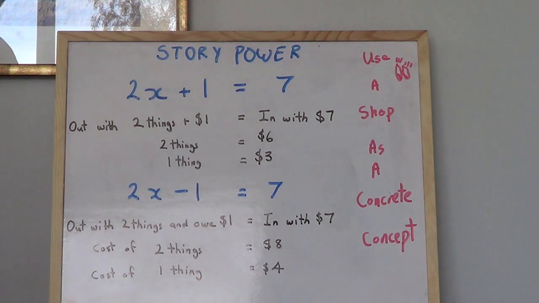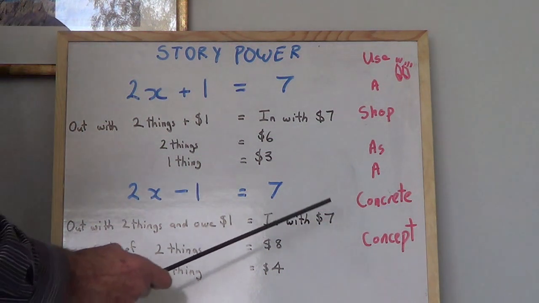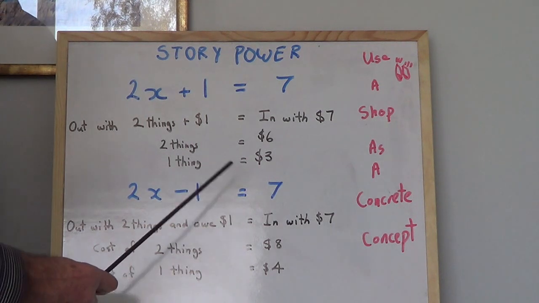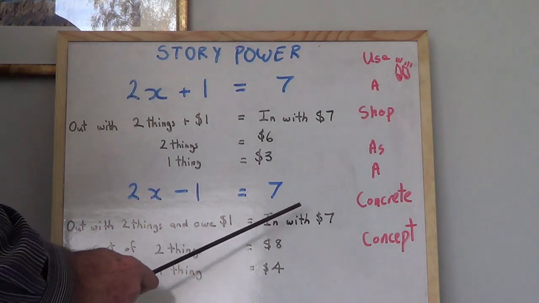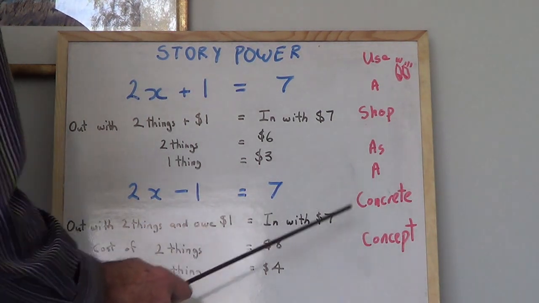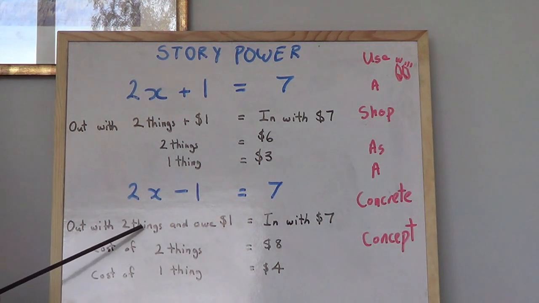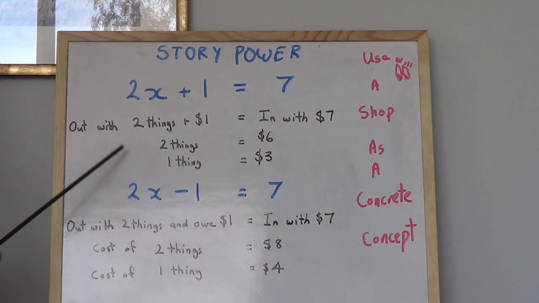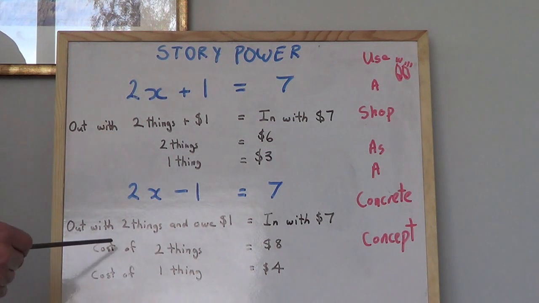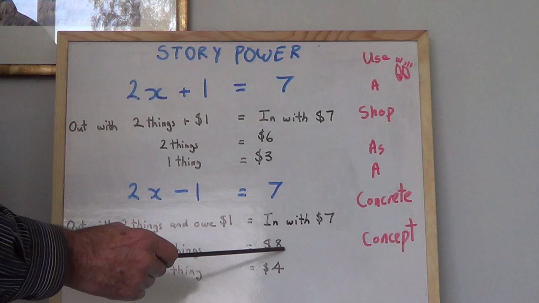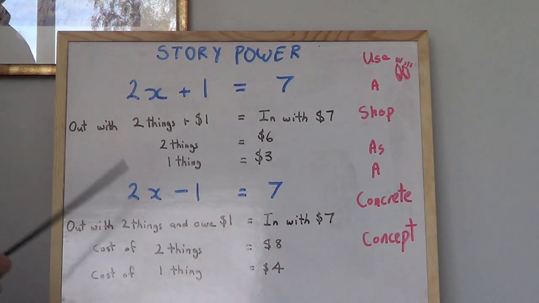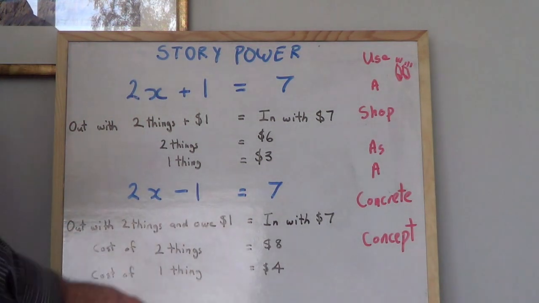Now, the other question, very similar. So, the man goes into the shop. We'll make it a woman. We better make it a woman this time. A woman goes into a shop with $7. She comes out with 2 things, and she owes the shopkeeper $1. So the cost of 2 things is $8. So the cost of one thing will be $4.